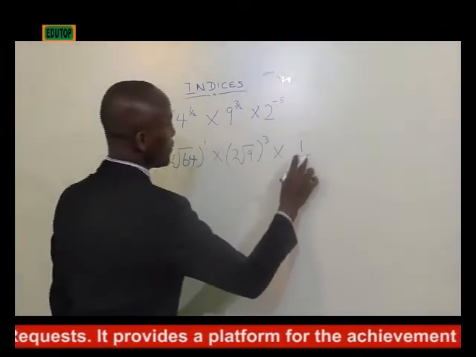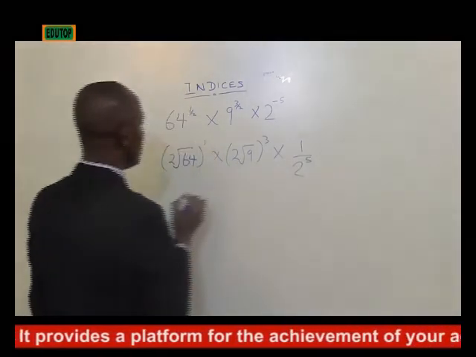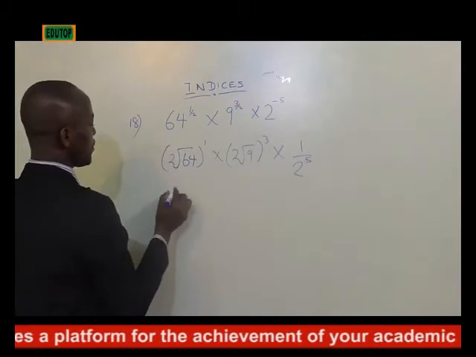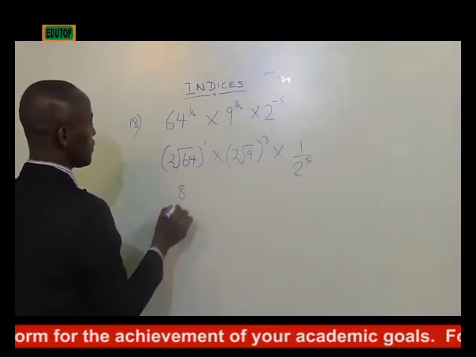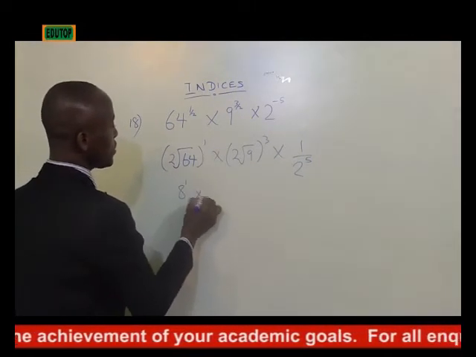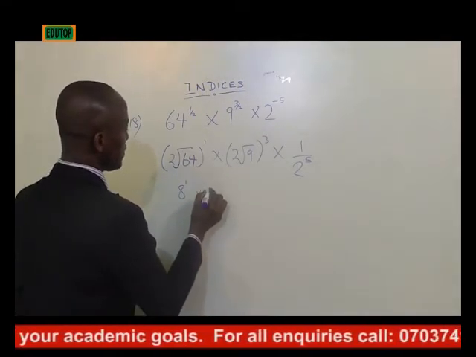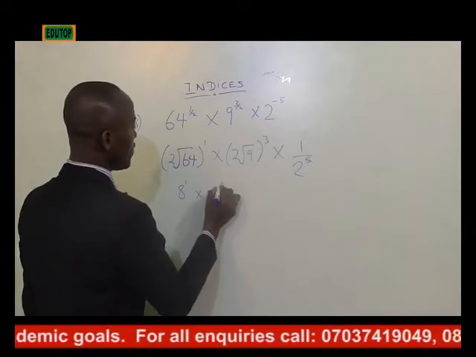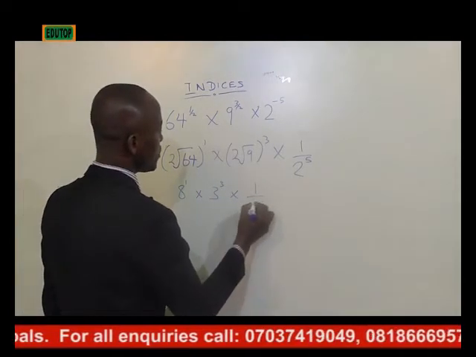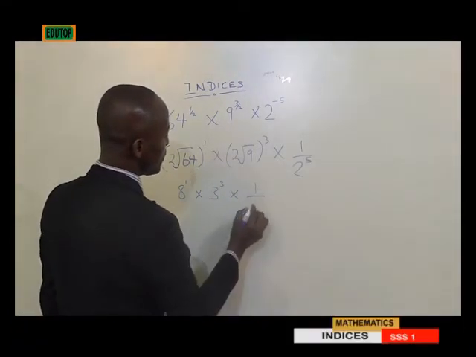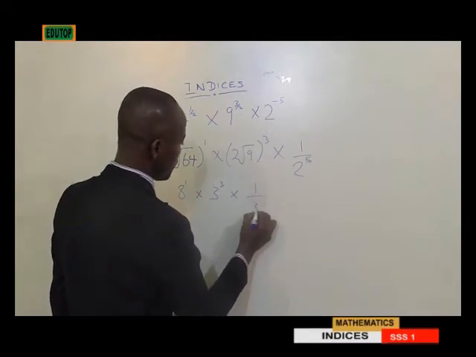And 2 raised to the power 5. So square root of 64 is 8 raised to the power 1 times square root of 9 is 3 raised to the power 3 times 1 raised to the power. Then 2 raised to the power 5 is 32.